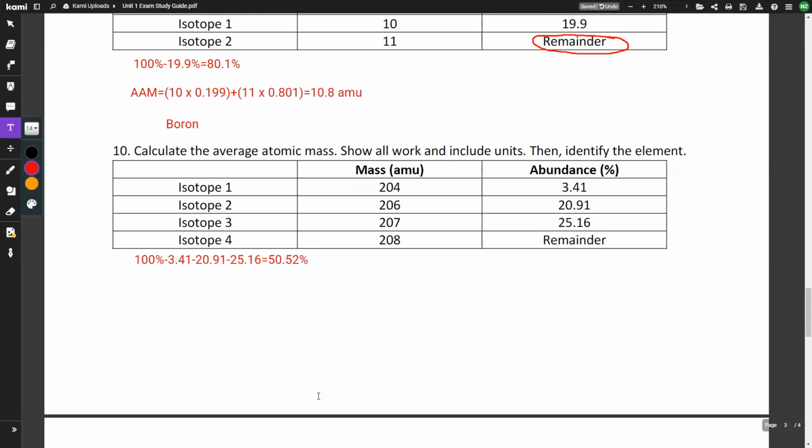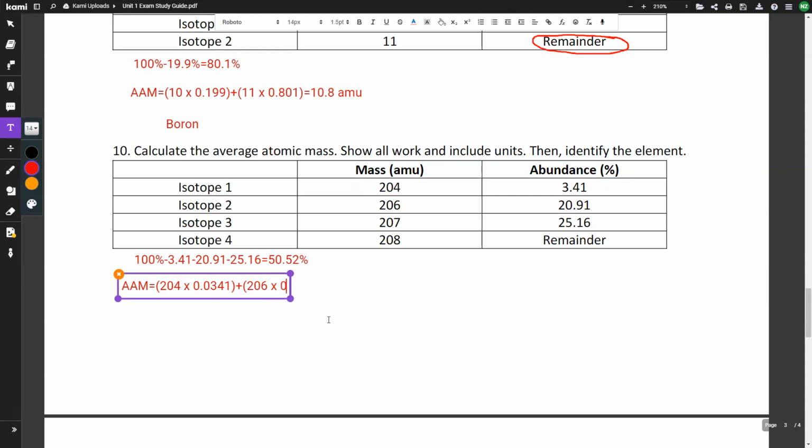Same exact format, mass times abundance for each isotope. For isotope 1, its mass is 204. I'm going to multiply it by its abundance, and this is where you would probably want to divide by 100 instead of move the decimal place, because a lot of people make mistakes if the abundance is less than 10. They always forget to add that 0 in front. So it'll be 0.0341. Isotope 2 is 206 times 0.2091. Isotope 3 is 207, and it's 0.2516. And then the remainder is 0.5052.